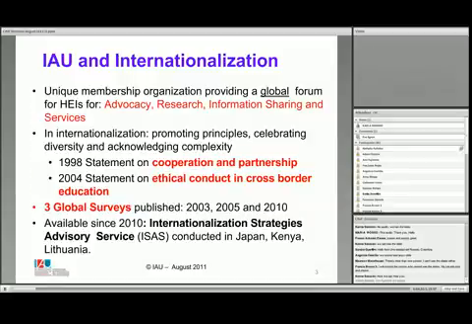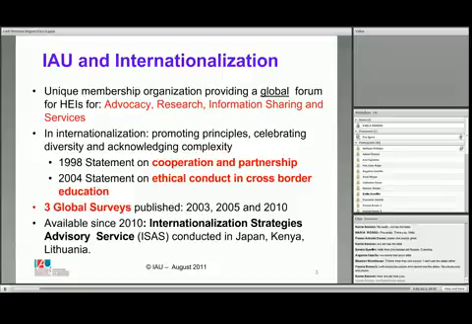In 2004, together with other organizations, we focused on a statement that promoted some issues of ethical conduct in cross-border education. You may recall that in around the early 2000 years, there was a lot of discussion about GATS and export and import of education, and IAU, together with three other organizations in the United States and Canada, decided that we needed to outline some of the considerations that universities and governments needed to keep in mind when developing partnerships across borders.